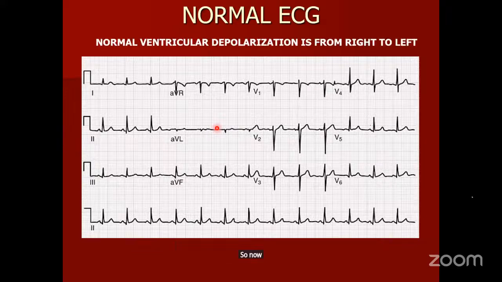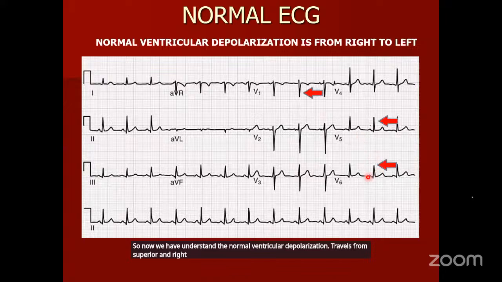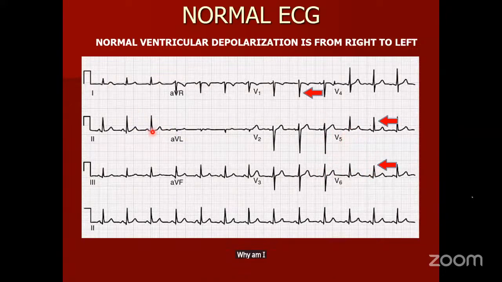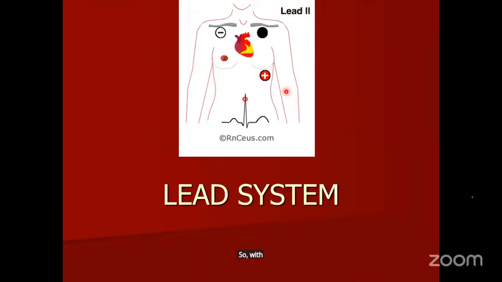So now we have understood the normal ventricular depolarization travels from superior and right region to inferior and left region. That explains why my left and inferior leads are positive, why my right and superior leads are going to be negative. So with this, we have understood the first topic.